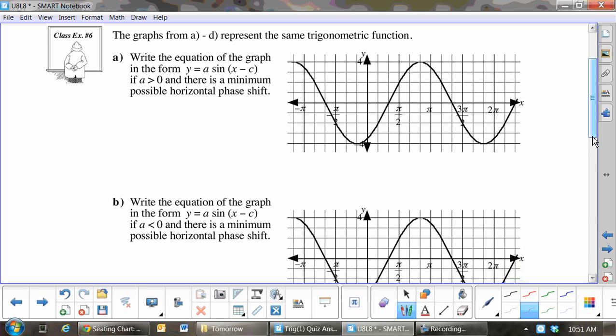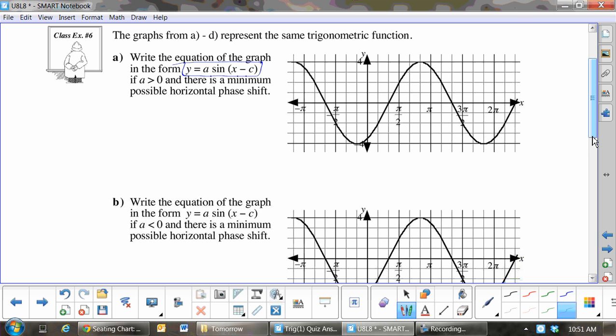Now, remember, if you don't know where you came from, you're probably not going to be able to give instructions to someone of how to get there. And if you don't know what there looks like, it's even harder. So this question says, write the equation y equals a sine x minus c. Not even asking me for a b value and not even asking me for a d value.